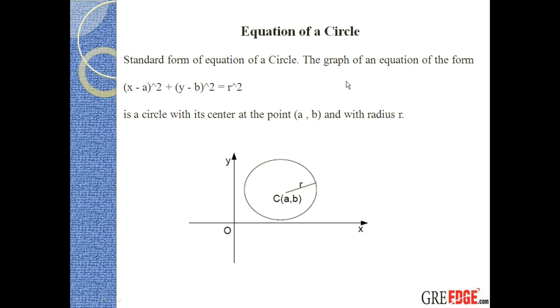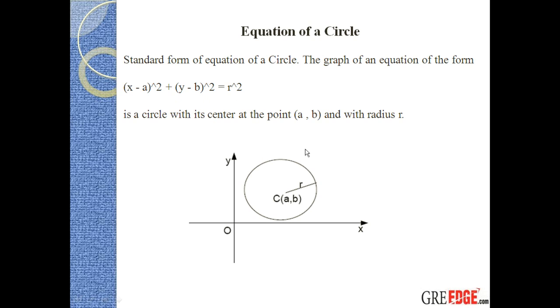The standard form for the equation of a circle is x minus a the whole square plus y minus b the whole square is equal to r square. Here a comma b is the coordinates of the center. A is the x coordinate of the center, b is the y coordinate of the center, and radius is denoted by r. So it is quite simple.